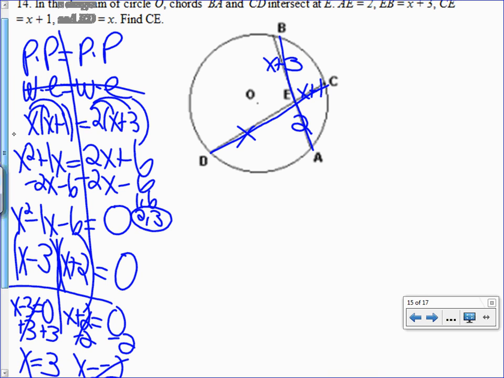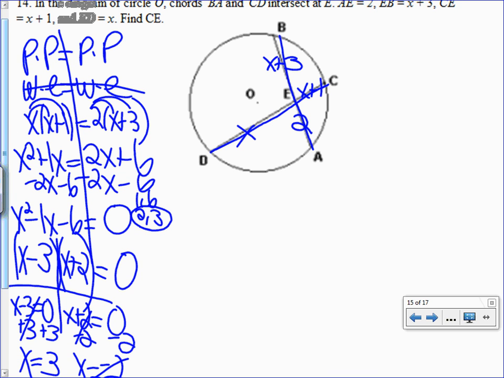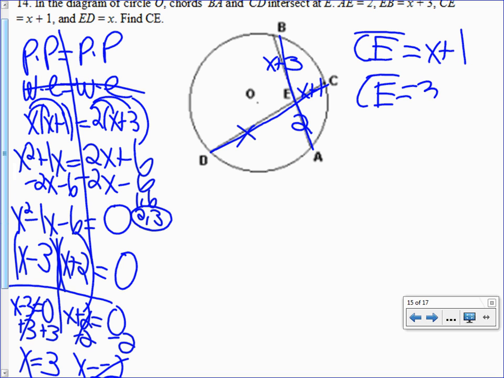It's asking for CE. CE is x plus 1. So CE is 3 plus 1.